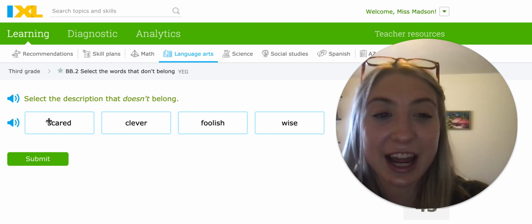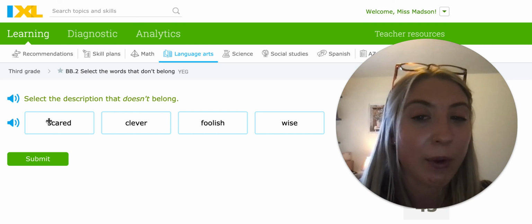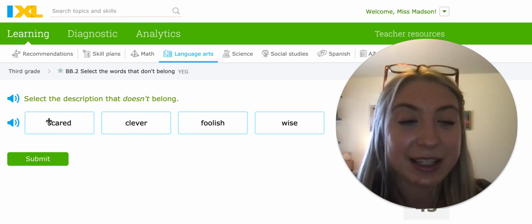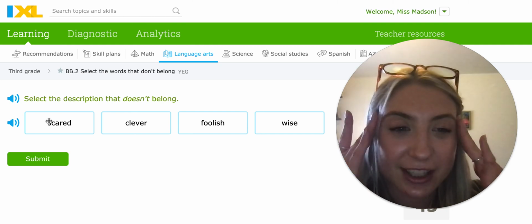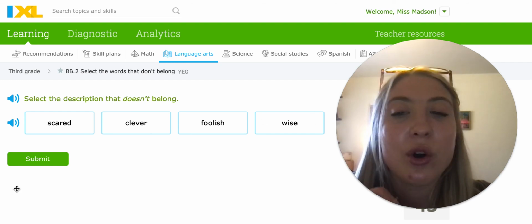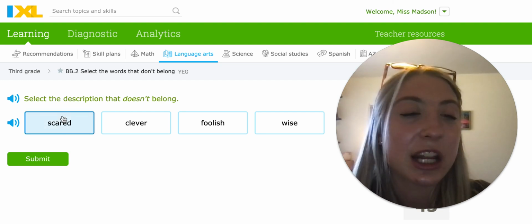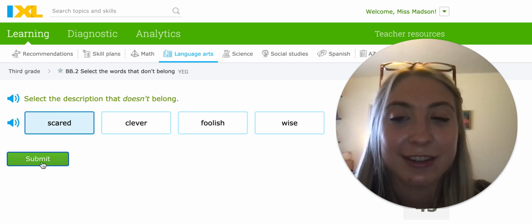But this is just an action of, ooh, I was scared, something happened. It doesn't have to do with thinking that well. It just happens like that. It doesn't involve us to think really hard. But these all involve us to think. So I'm going to say I don't think scared belongs because it's not a thinking description.